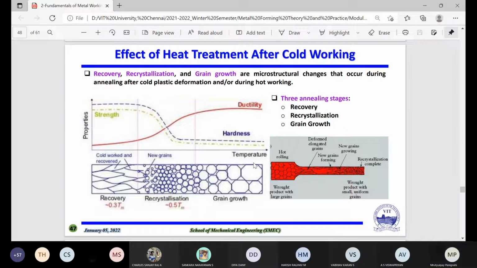Sir, if the grain size increases, strength decreases. Yeah, this is okay. But any other common statement? If the grain size increases, of course both will decrease. But any other point?